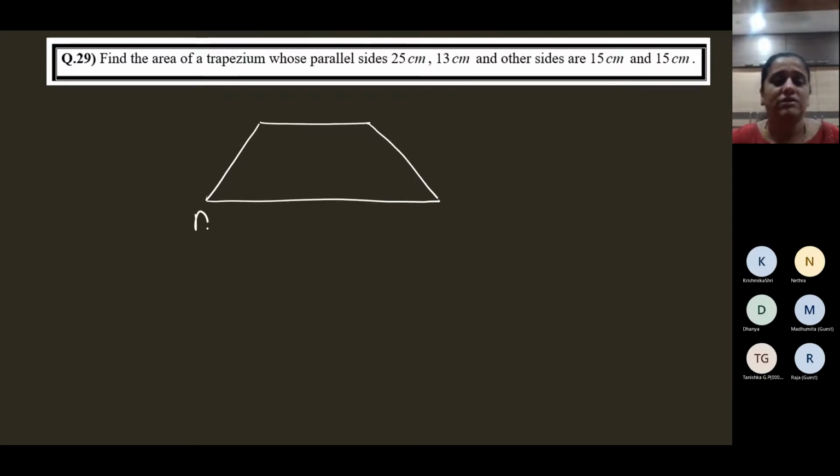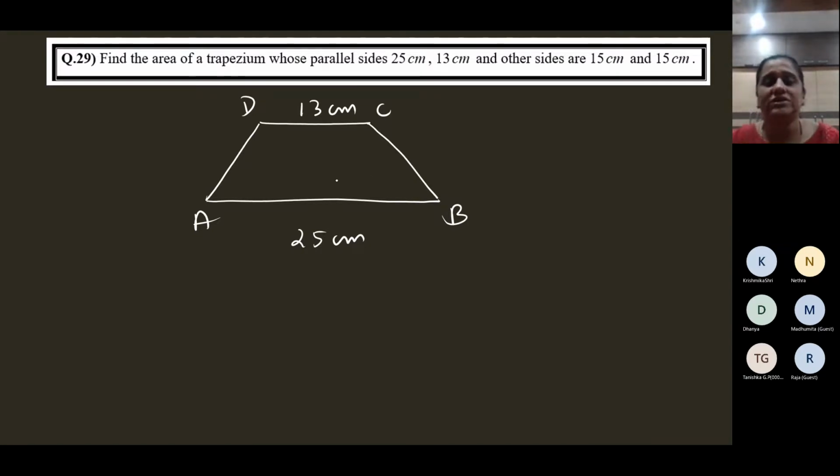A, B, C, D. Find the area of a trapezium whose parallel sides are 25 and 13. So this has to be 13 and this 25. Don't make a mistake in marking that. Parallel sides 25 and 13, so the longer side should be marked 25 and the smaller side should be marked 13.